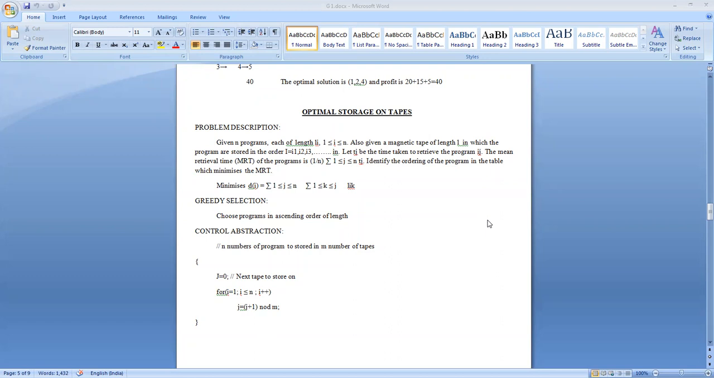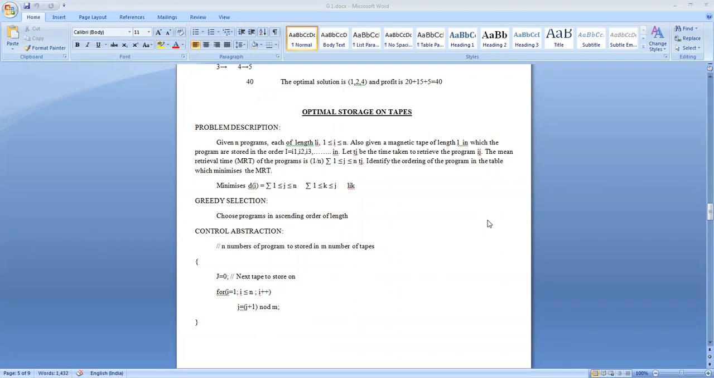We are discussing the greedy method. In the last few classes, we discussed the knapsack problem and the job sequencing problem. They were solved using the greedy method. Do you know what the greedy method is? The greedy method will have some n inputs and there will be an objective function and the constraints.